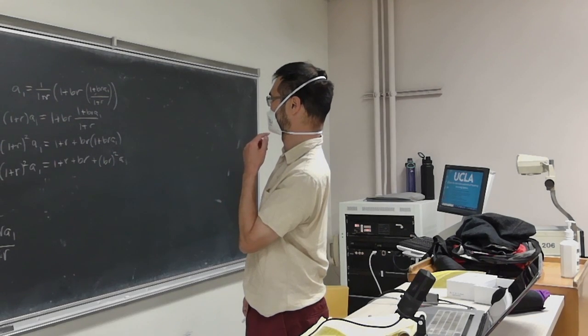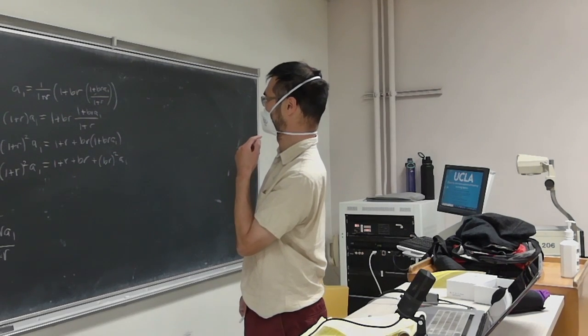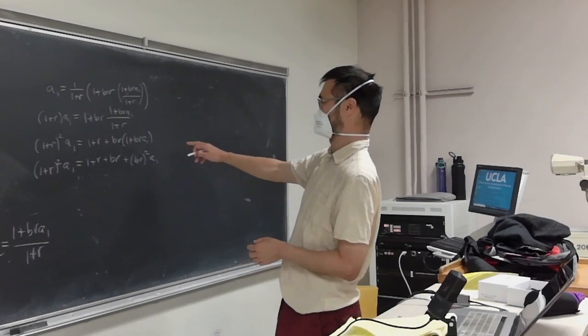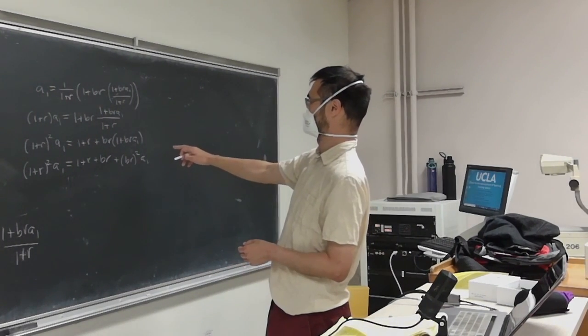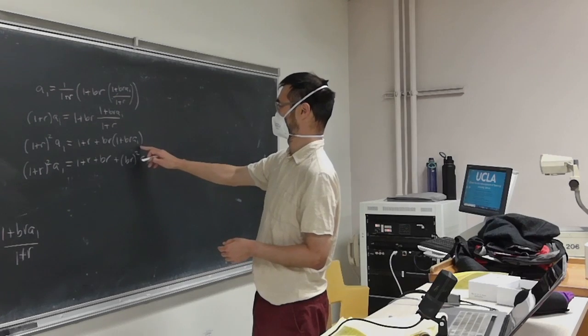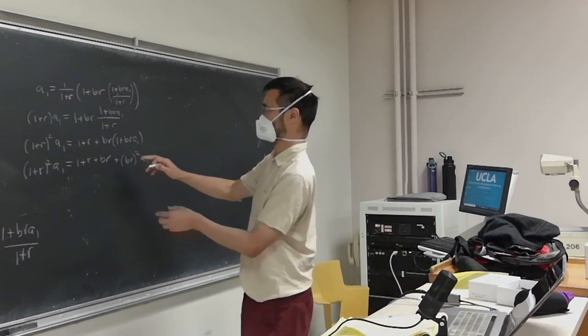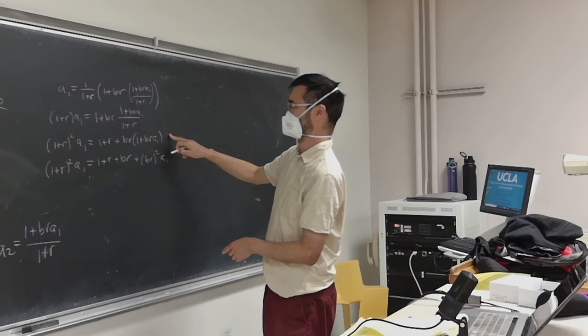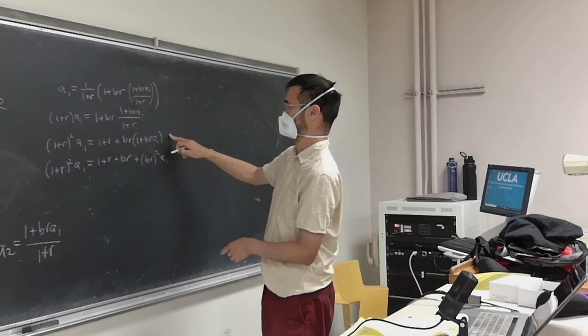Can we see A1 in parentheses in the third line? Here? Yeah. Should be BR times A1 is BR A1? No? Okay, so going from here to here? Yeah. So we multiply 1 plus BR times 1 plus BR A1.